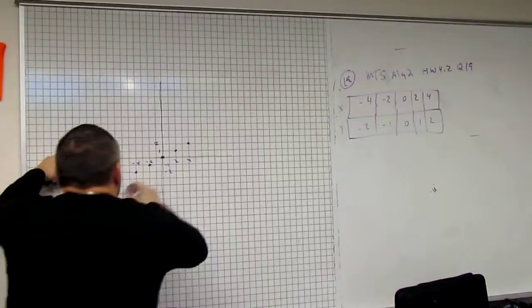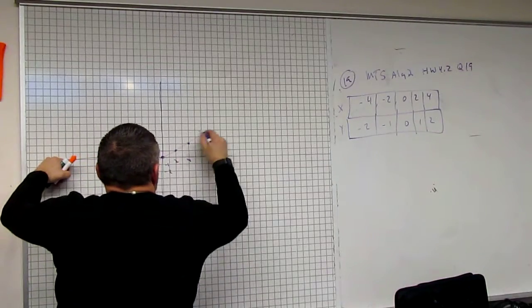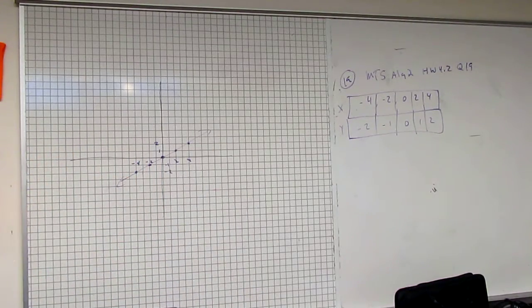Anybody know what kind of relationship this is? What kind of relationship is this? Is this a constant, a linear, quadratic, a cubic? Come on, people. Huh? Linear. It's a straight line. Come on, wake up.